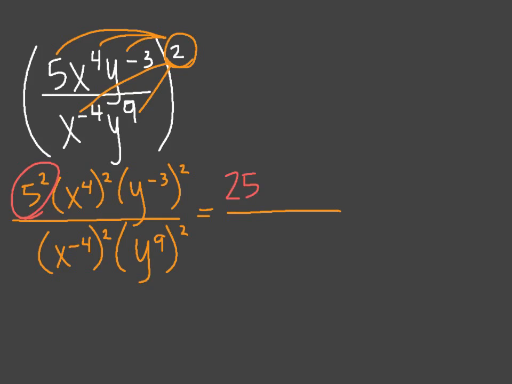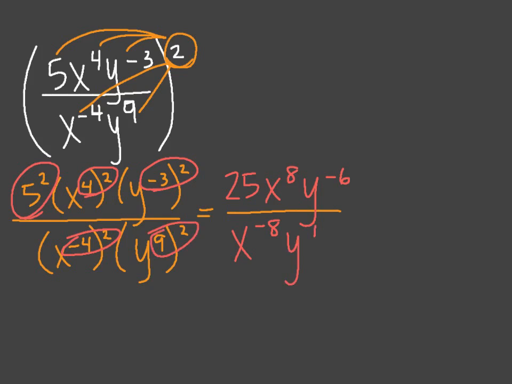Now, for each of these sets of parentheses, all I need to do is take the 2 exponents and multiply them together. 4 times 2 makes 8, so I'll put x to the 8th power. Negative 3 times 2 makes negative 6, so I'll put y to the negative 6th power. Negative 4 times 2 makes negative 8, so I'll put x to the negative 8th power. 9 times 2 makes 18, so I'll put y to the 18th power.